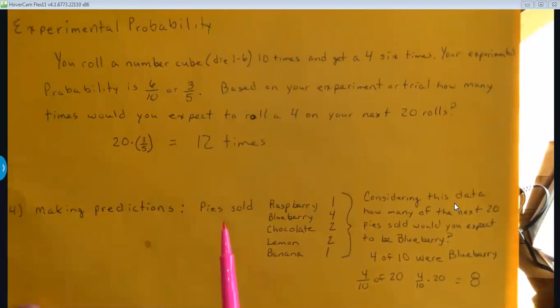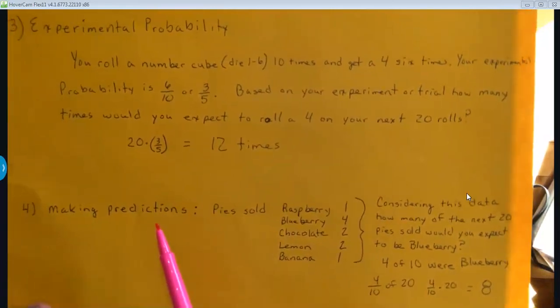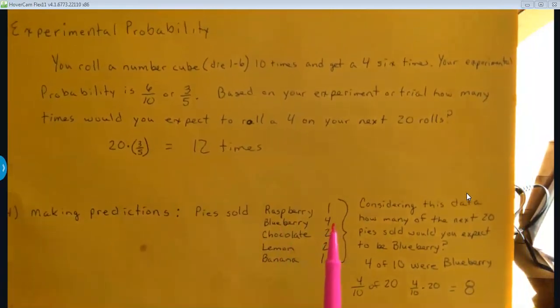Another example here, when you're making predictions, pies sold: you sold 1 raspberry pie, 4 blueberry pies, 2 chocolate pies, 2 lemon pies, and 1 banana pie. So considering this data, how many of the next 20 pies sold would you expect to be blueberry? There were 4 blueberries sold out of the 10. 1, 5, 7, 9, 10. So the probability of that would be 4/10.